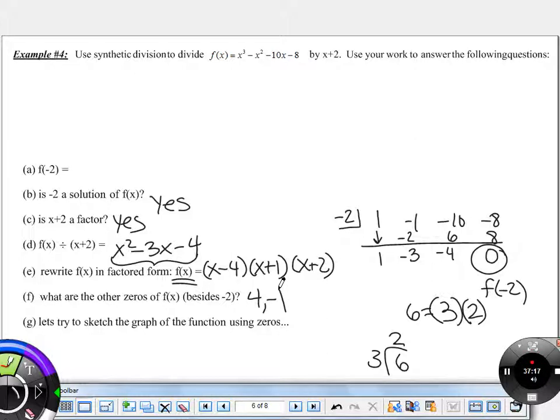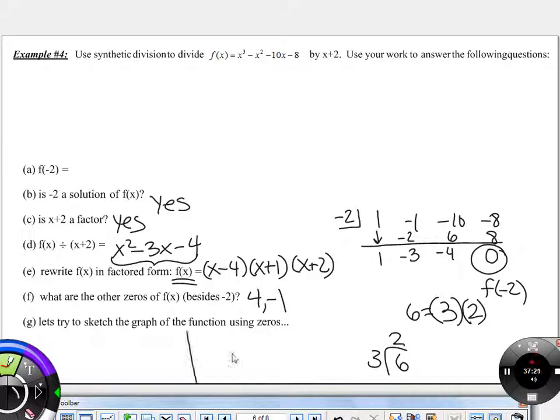And then can we sketch the graph of this function just using the zeros? Okay. So what is the degree of our function? 3. So our end behavior expectation is what? Opposites. And then its lead coefficient is positive. So exactly what? Down to up or up to down? Down to up. Okay. And I expect to cross through -2, -1, and +4.